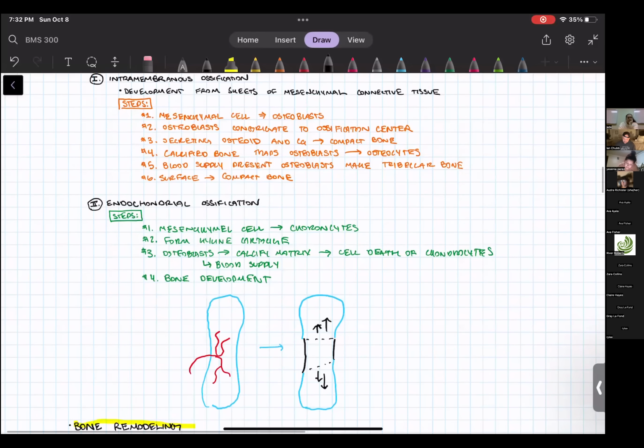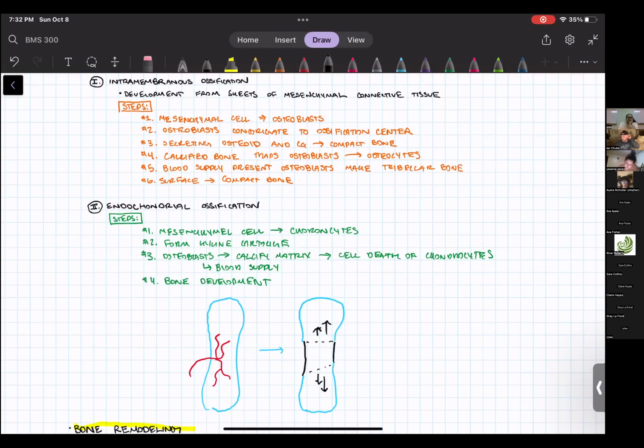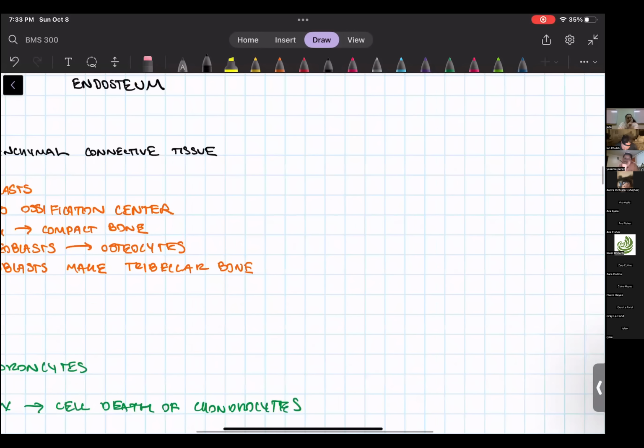Cool. I have a question. Yeah, what's up? What does it sort of look like when the osteoblasts are congregating in intramembranous ossification? Are they like clumps floating around?